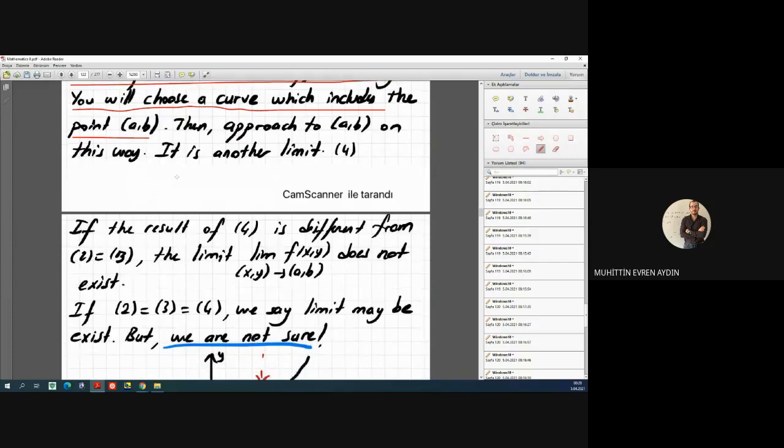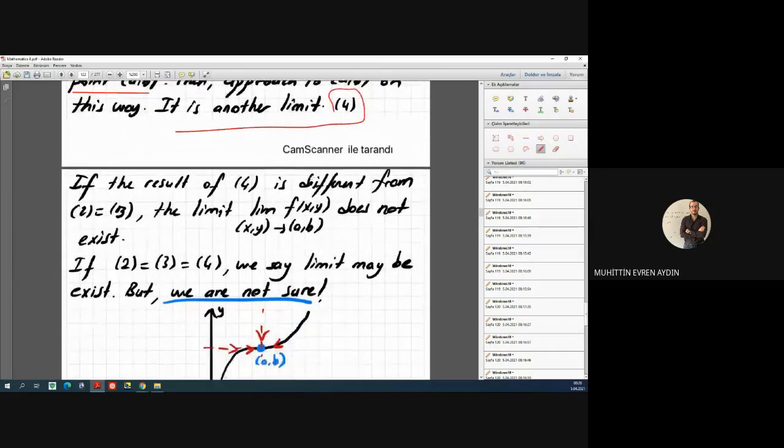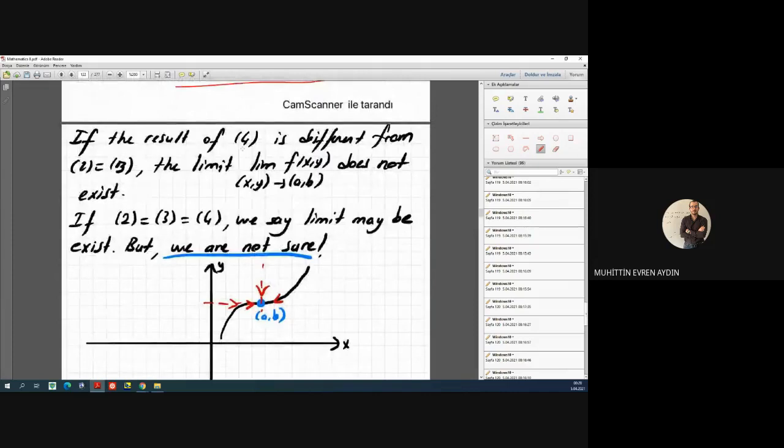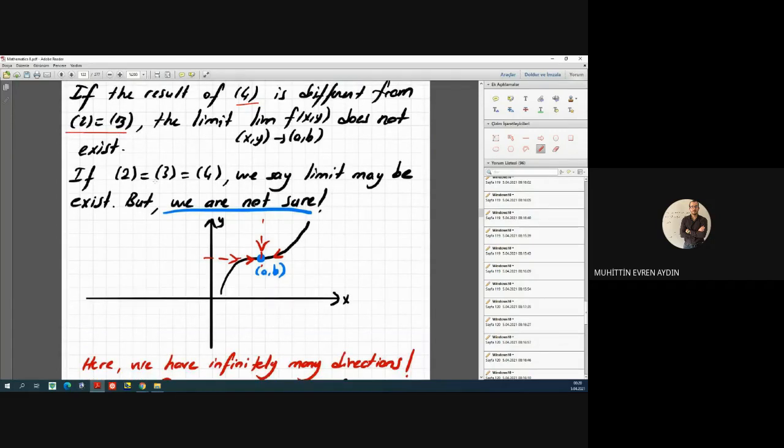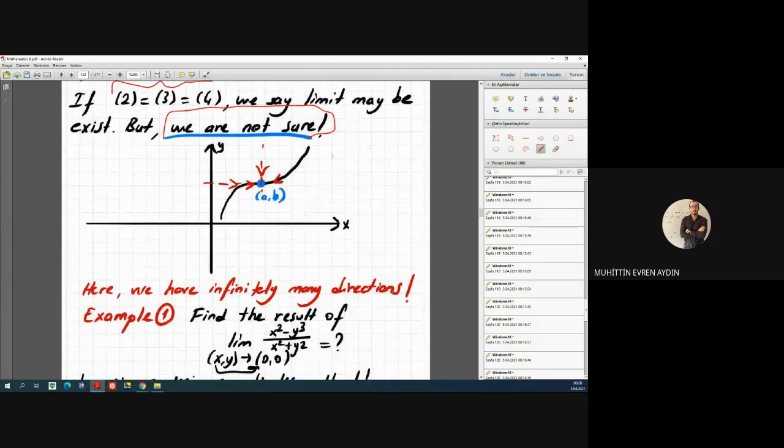We obtain another limit, let's say 4. If the result of limit 4 is different from 2 and 3, then we say the limit does not exist. Otherwise, namely if all are equal, we say the limit maybe exists, maybe not. Namely, the Cartesian coordinate method in this case doesn't say anything. Yes, this is the diagram of step 4.